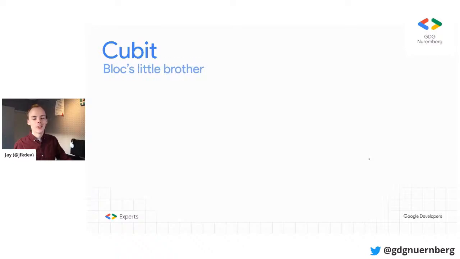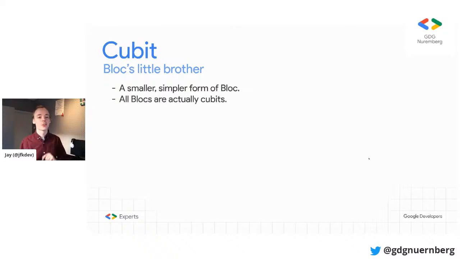Okay, let's talk about Qubit, Block's little brother. I like Qubit, I really do. It's sort of, to me, a smaller or simpler form of what Block is doing. But it's actually sort of the other way around because all blocks are actually qubits. They used to live separately in separate packages, and then Felix actually combined them into one package, and blocks are just fancier qubits, so to speak.